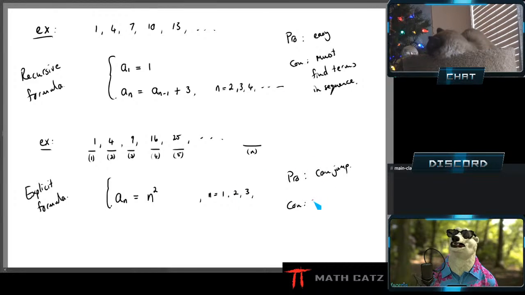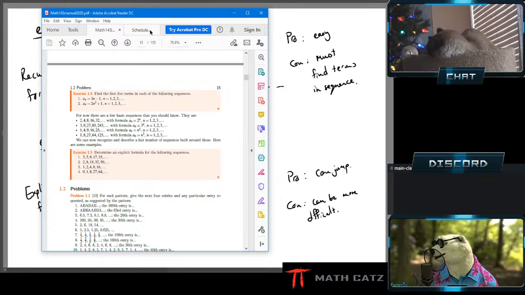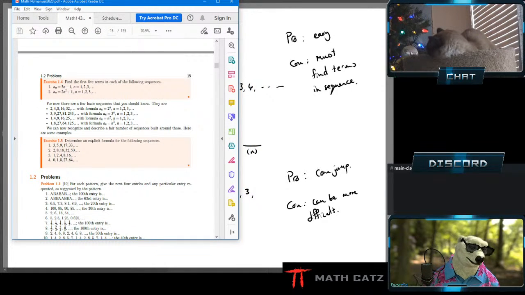But a con is it can be more difficult to find. Not every time, but it can be a little bit more tricky. You have to pay a price for that pro. For the luxury of jumping around, you're going to have to pay a little price, and the price is a little bit more complexity in finding that formula. However, that's not a concern for us right now, because first up is just reading and interpreting the formulas.